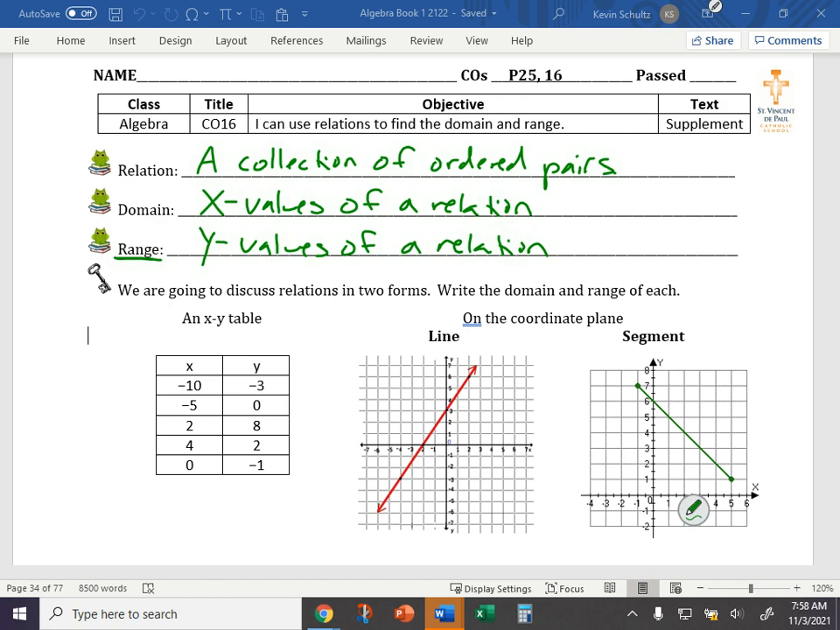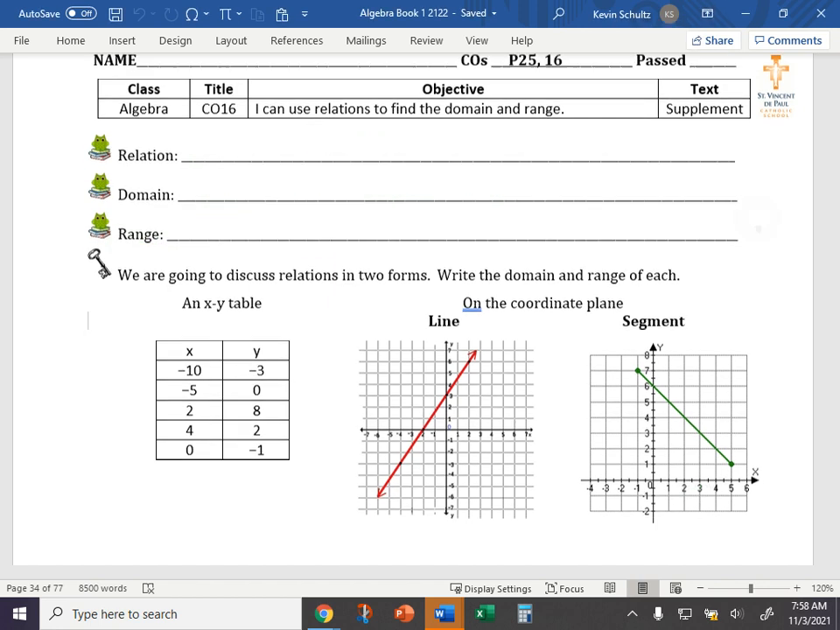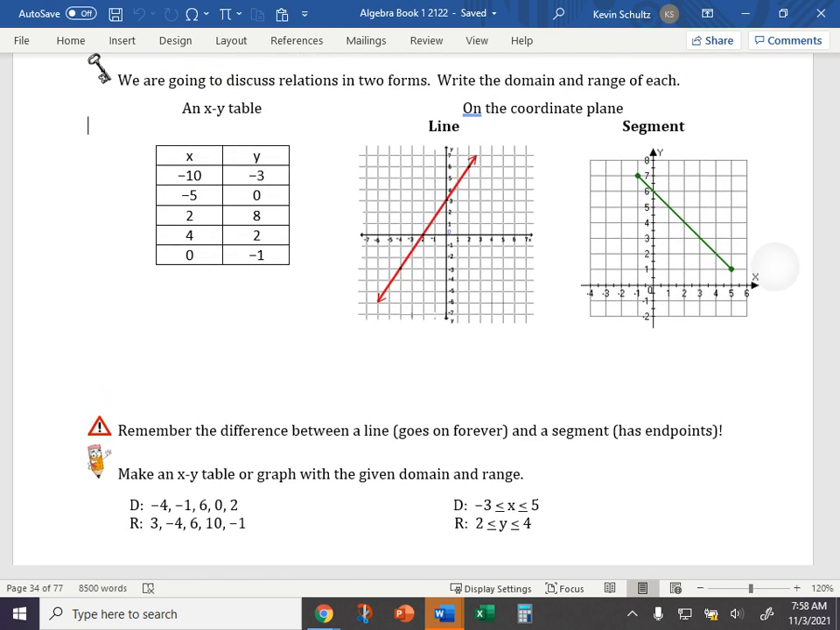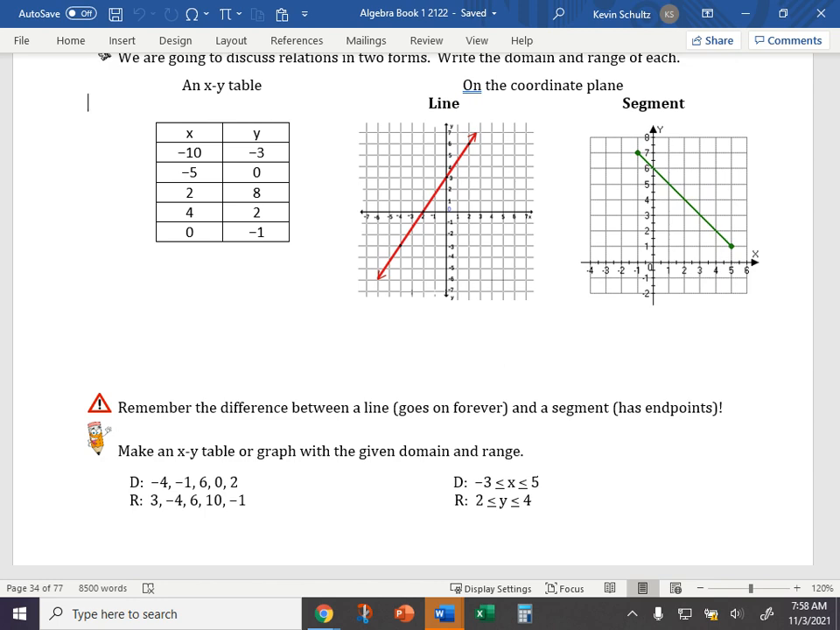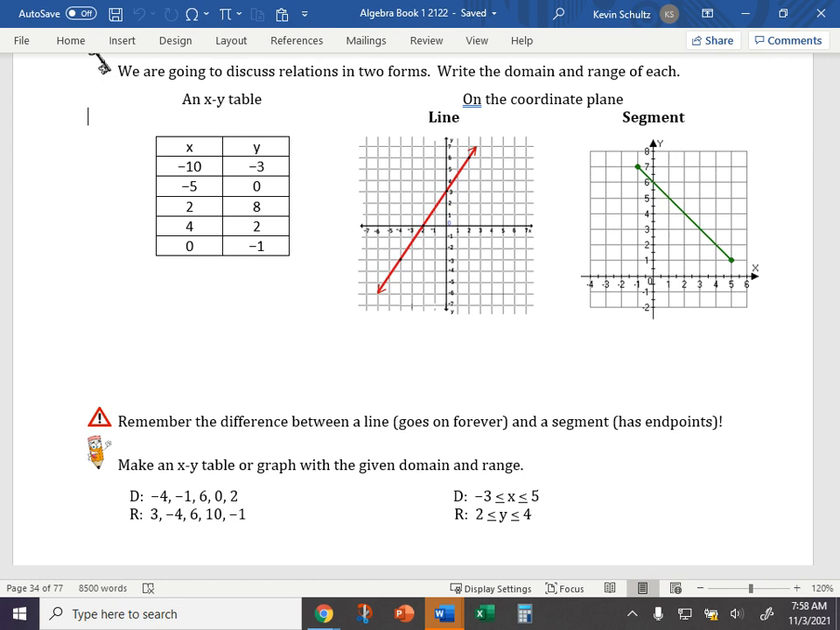Okay, all right. So let's look at our three examples of relations here. We have an XY table, we have a line, and we have a segment. Okay? When you have an XY table, maybe you call it what did Mrs. Feynman call it? Function table? Okay. When you've got a function table, it's got the X values and the Y values clearly listed. So it's pretty easy to identify what the domain and the range is, right? What are the X values of that relation?